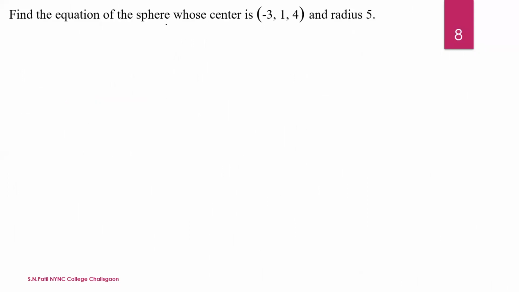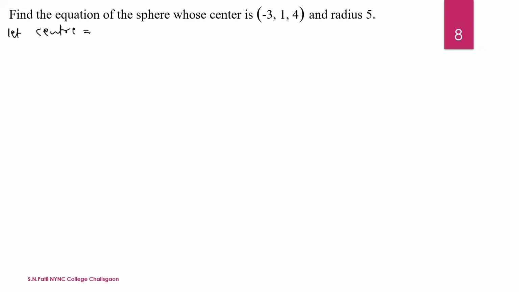Find the equation of the sphere whose center is (-3, 1, 4) and radius is 5. Okay, now the center is here and the radius is here, so we use the center-radius form.